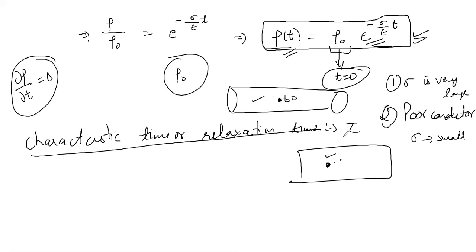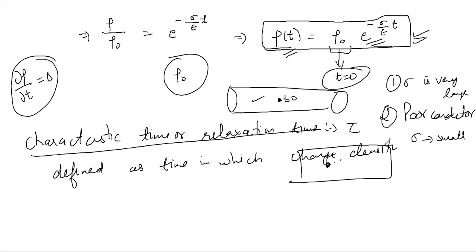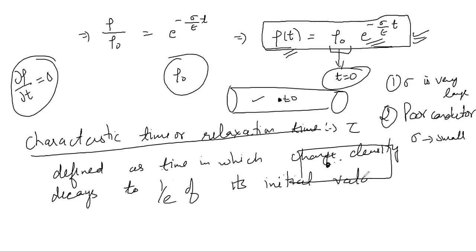There is something called characteristic time or relaxation time, usually denoted by tau. It is defined as the time in which your charge density decays to 1 by e of its initial value. This means that when your time becomes equal to the characteristic time, your charge density would become 1 by e of the initial value, and your initial value was rho naught.